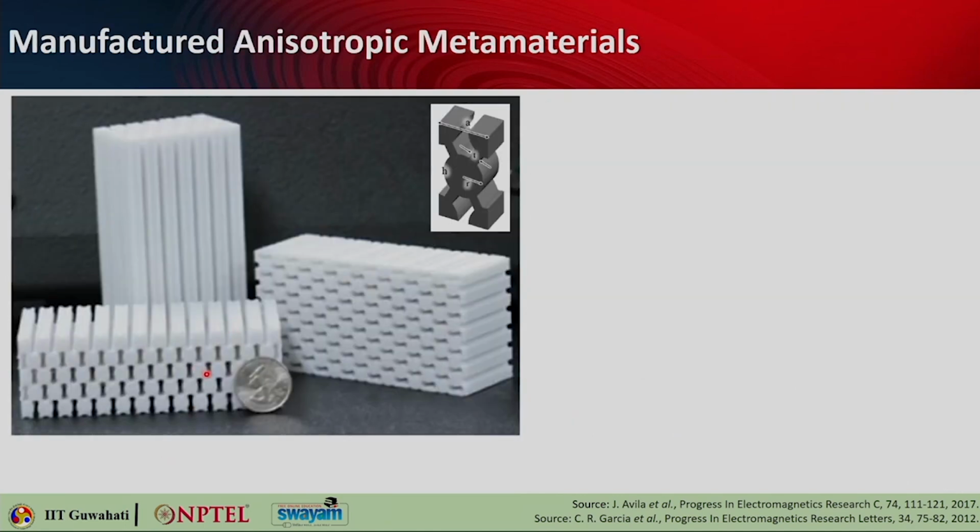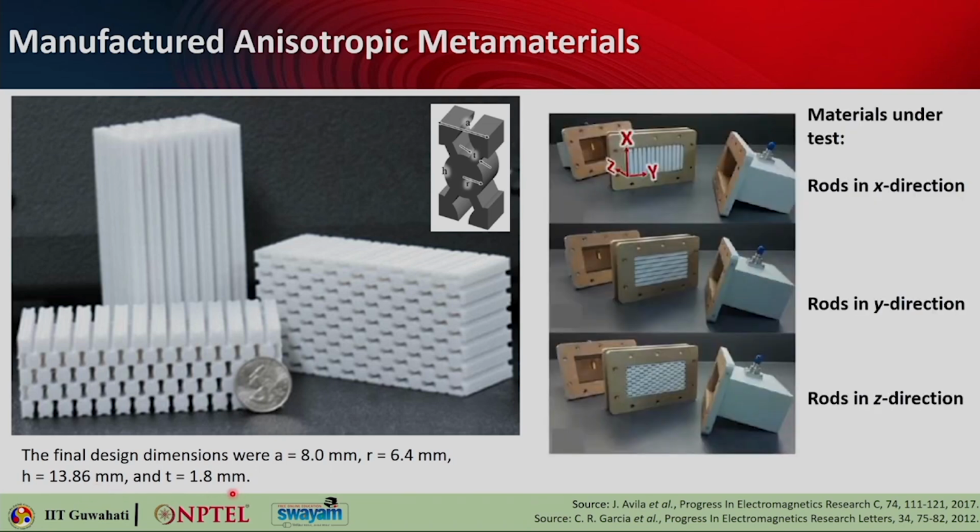Here you can see the cylindrical rods, and these are the connectors. These are made in 3 different orientations. These are the parameters that have been used: lattice period A is 8 millimeter, radius is 6.4 millimeter, height is 13.86 millimeter, and this is the thickness. And this is how it has been used.